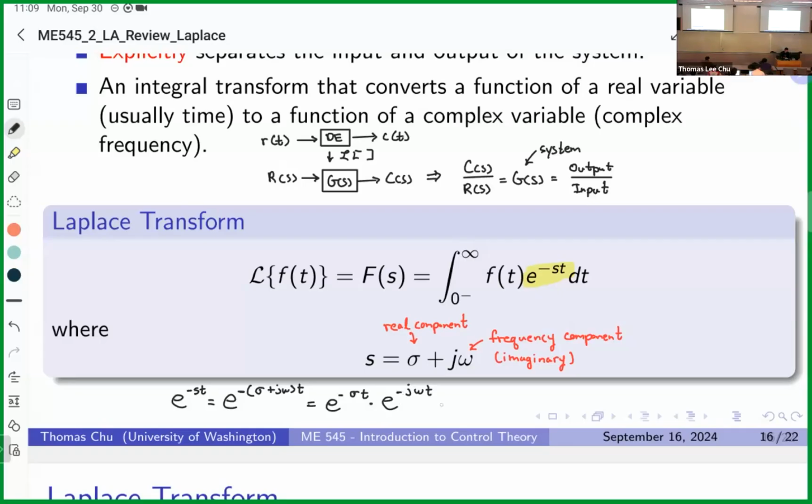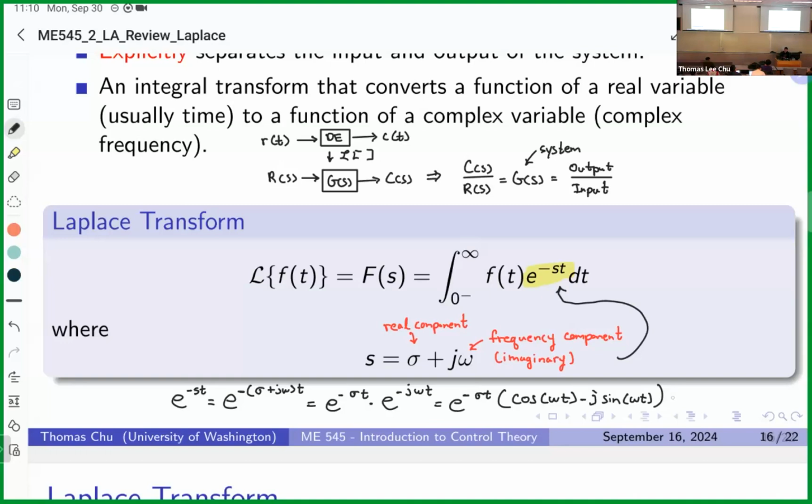And then we can rewrite this as e to the minus sigma t multiplied by, and we apply Euler's formula, which is cosine omega t minus j sine omega t. So basically we sub this into that equation there, we expand it, and you solve the integral. And that's how you can get something into the frequency domain.